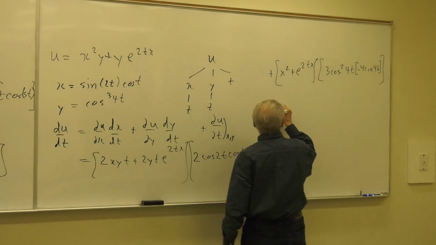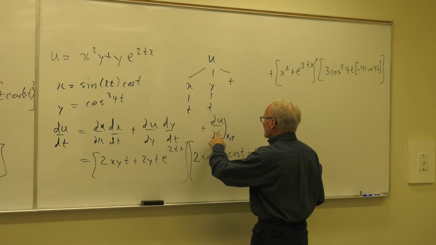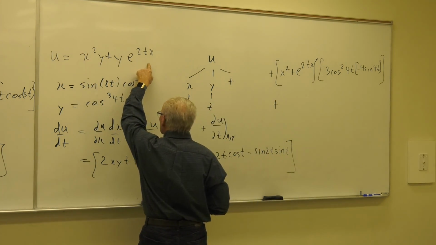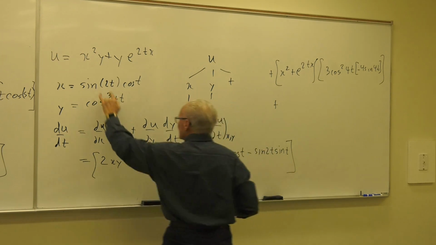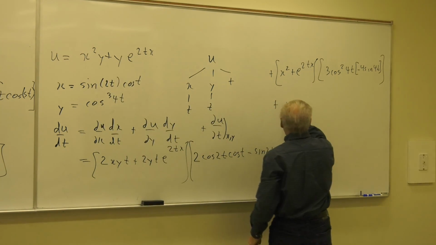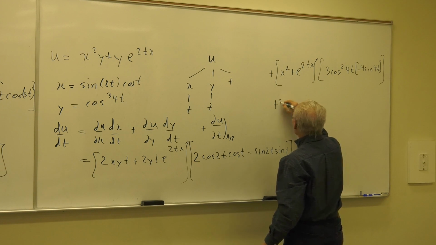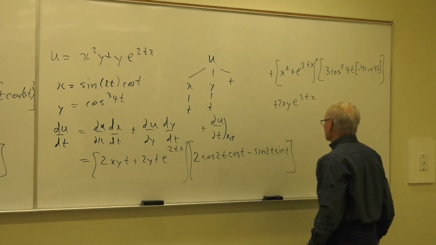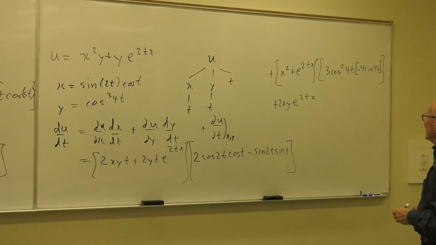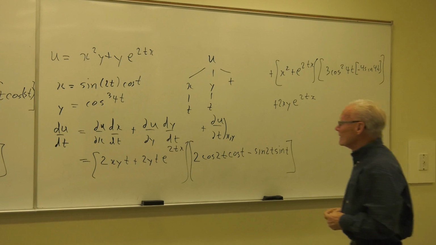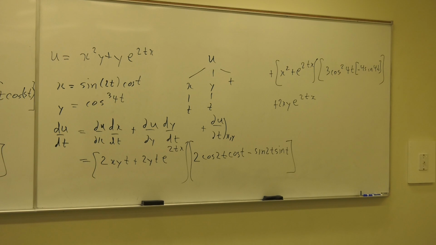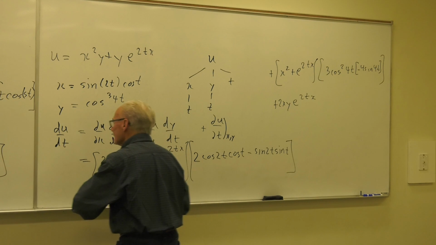Plus, finally, last one, du dt. Differentiate this with respect to t, holding the x's and y's constant. You're gone, plus y, 2x e to the 2tx. Differentiate that with respect to t. Right? How's that? Now, I don't want to do this, but perhaps it might be good to do something.